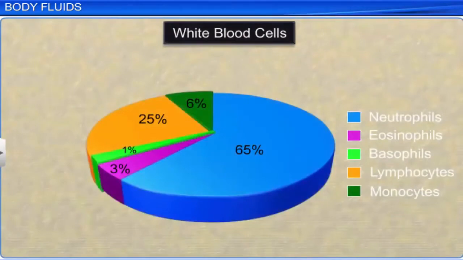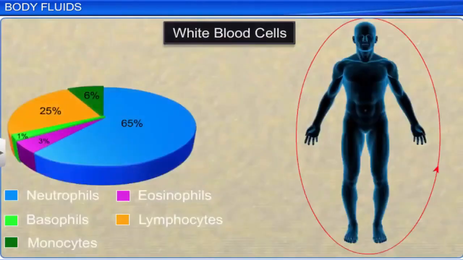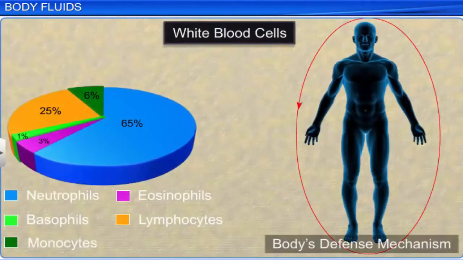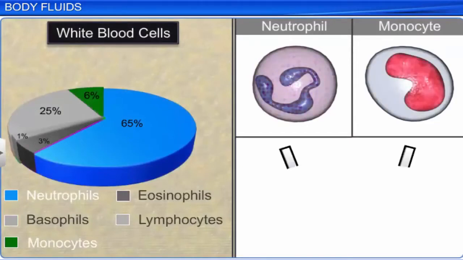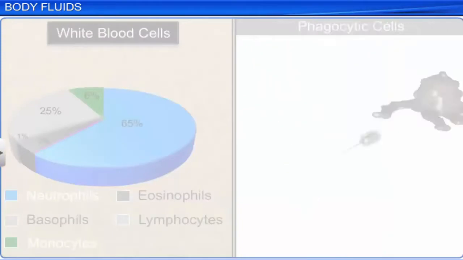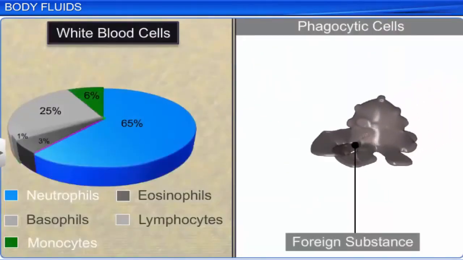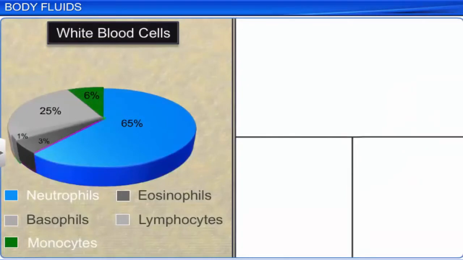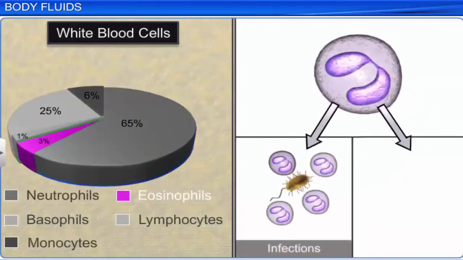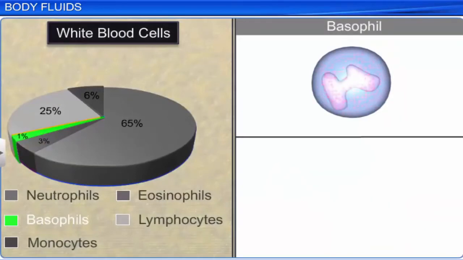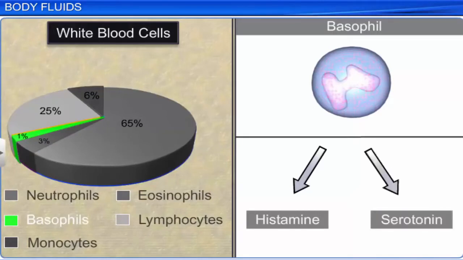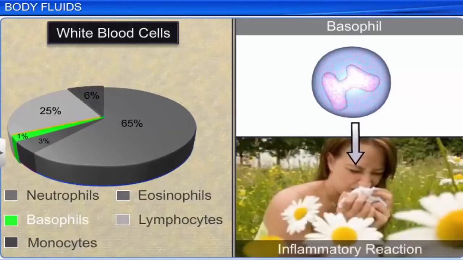The chart displays the composition of different types of WBCs in blood. Each of these cells has a specific function in the defense mechanism of the human body. For example, neutrophils and monocytes act as phagocytic cells, and destroy foreign substances by engulfing them. On the other hand, eosinophils fight infections and are linked to allergic reactions, while basophils, the smallest granulocytes, secrete substances such as histamine and serotonin and are involved in inflammatory reactions.